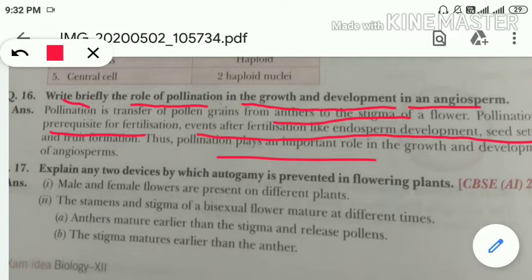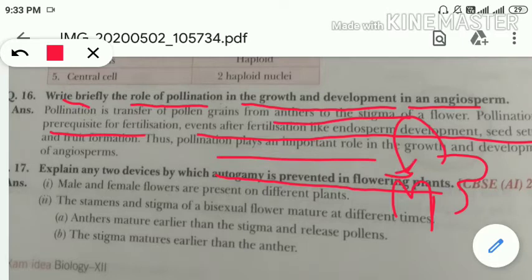Explain any two devices by which autogamy is prevented in flowering plants. Autogamy means the transfer of pollen grain onto the stigma of the same flower. So this could be prevented if the flower is unisexual, or if self-incompatibility is there, or if the stigma and style are at different positions.